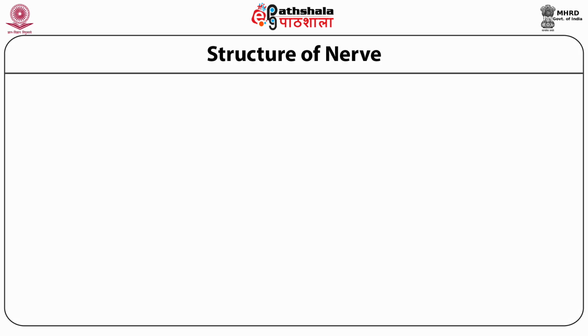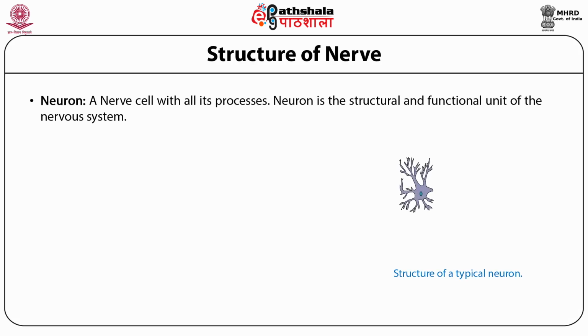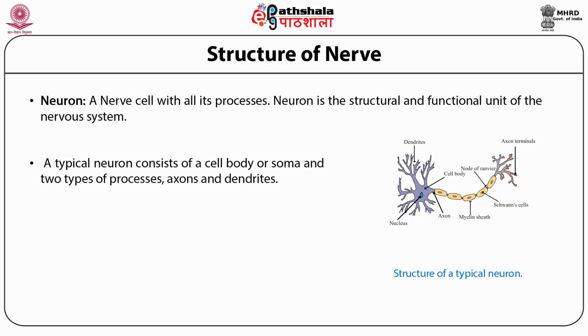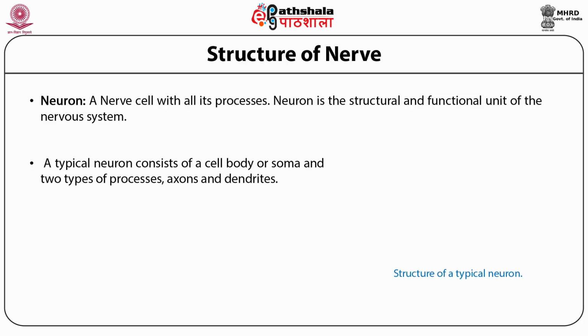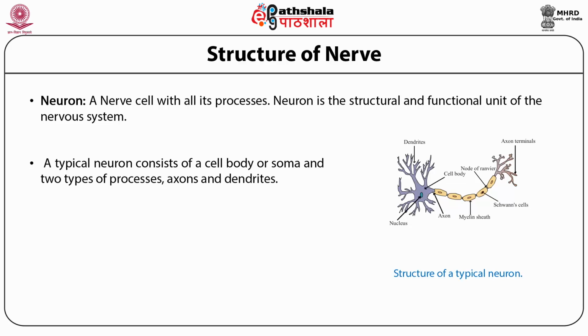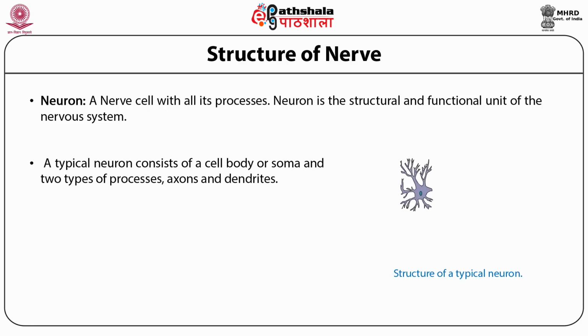Structure of nerve. What is a neuron? A neuron is a nerve cell with all its processes. Neuron is the structural and functional unit of the nervous system. A typical neuron consists of a cell body or soma and two types of processes. These are axons and dendrites. In the figure below, you can see that the first part is the cell body or soma. In the middle is the axon, and at the end there are axon terminals.